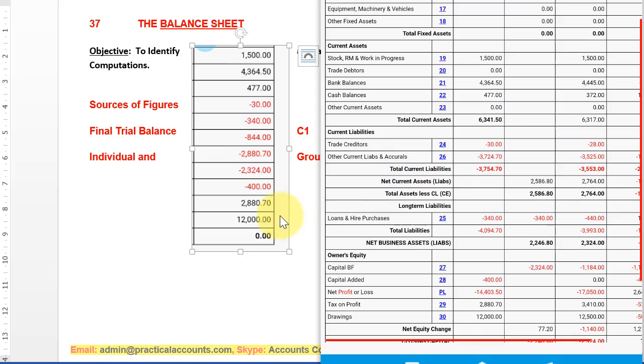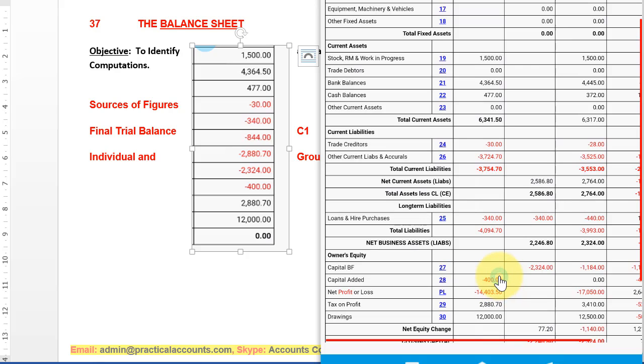Just hold on, 340. Where's the 340? Loans and hire purchase. Loans and hire purchase is not appearing here. What could be the explanation for that? We need to look at the notes. That 400 there. Let's see. Oh, that 400 is below here. Okay.